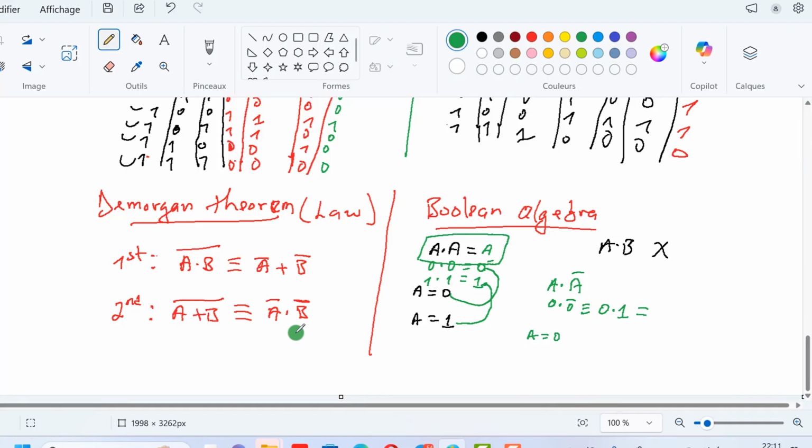Because 0 bar here is 1. So 0.1 AND gate. AND gate is saying it's only when you have 1 that you have 1. So 0.1 is what? Is 0. Good. You go to the next.